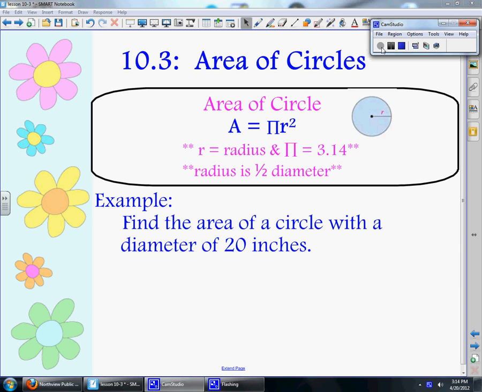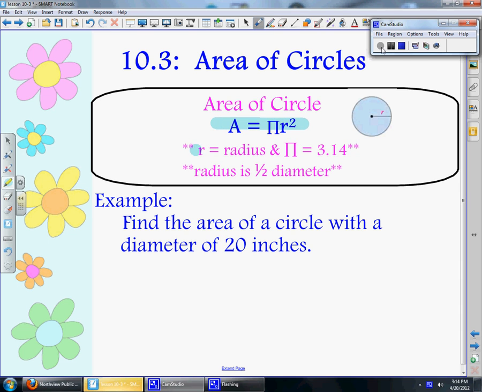Today's lesson is area of circles. Please get out your notebook, title your notes, and copy down the information that's inside this box here with the formula of area of a circle. Now the area of a circle is pi times the radius squared.